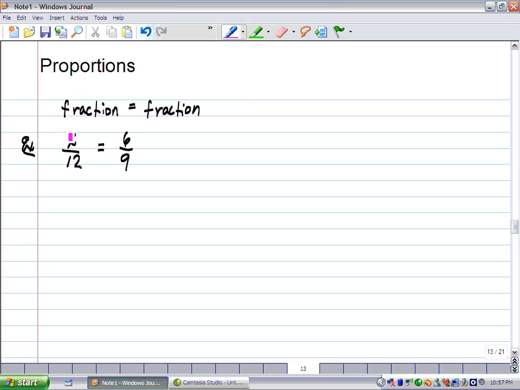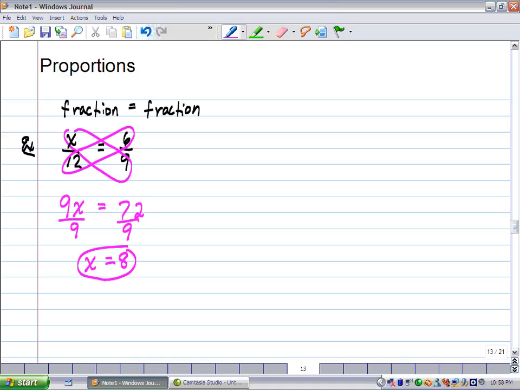When I say cross multiplying, I can multiply x times 9, and then I can multiply 12 times 6, which would be 72. And then I can solve the resulting equation, which is easily solved by dividing both sides by 9. So x is equal to 8.